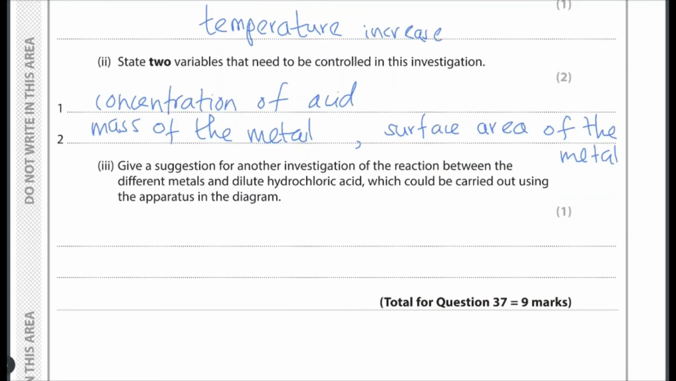Next one, give a suggestion for another investigation of the reaction between the different metals and the dilute hydrochloric acid, which could be carried out using the apparatus in the diagram. We can check whether the concentration of acid is affecting the temperature increase. Now in this experiment we change from metal to metal, but we can change the concentration of the acid and check for the same metal and the same amount of metal how the temperature varies. And also we can change the surface area and check as well.